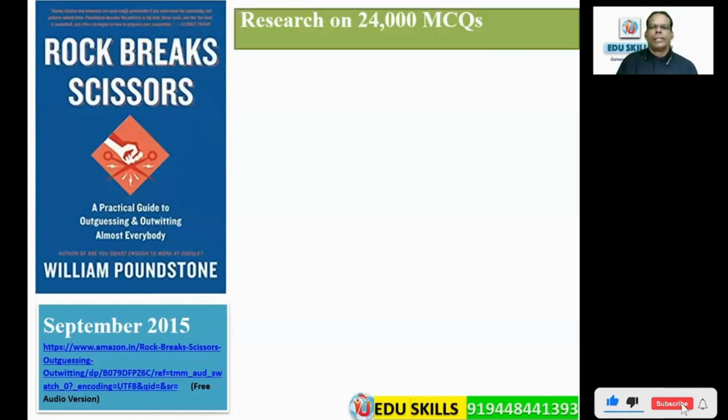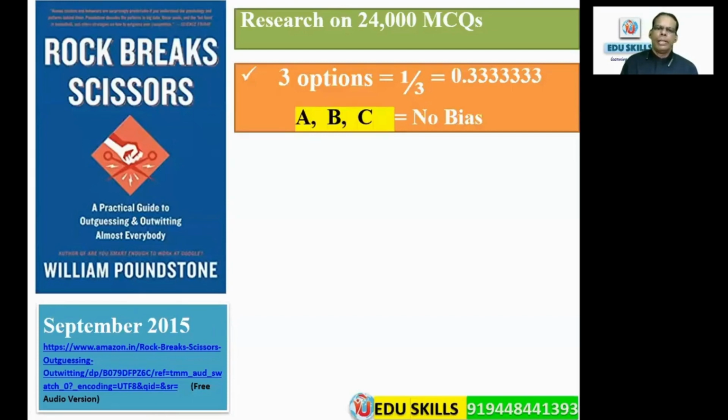This is a great work, an in-depth study, research on 24,000 multiple choice questions. So a great study done by William Poundstone, and this is the result of his research work. Most of the points which I'm telling you, the rest I have improvised, some from my own experience and from other sources. William Poundstone says, if you have 3 options, there is 1/3 possibility for each answer, there is no bias.